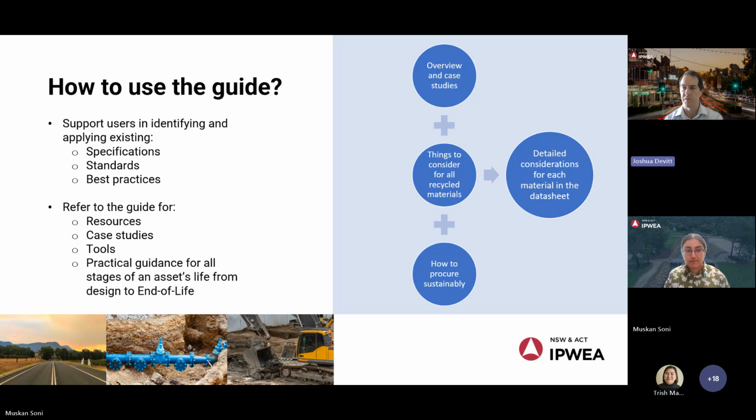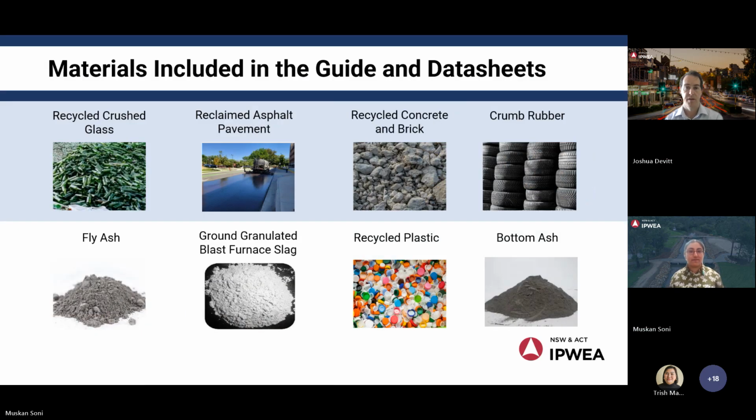Muskan, did you want to add anything at this point? No, I think you've covered pretty much all of it with just helping to achieve the environmental, social, and economic outcomes through the use of the guide. And also it can be applied to all assets as well. So not just pavements, it can be applied to curbs and gutters, natural assets, and also buildings as well.